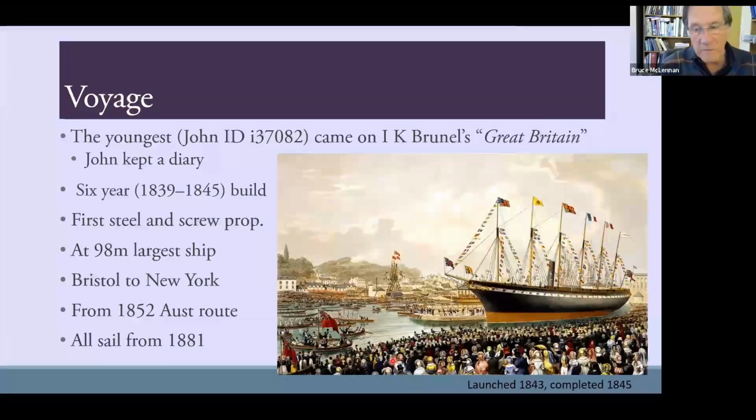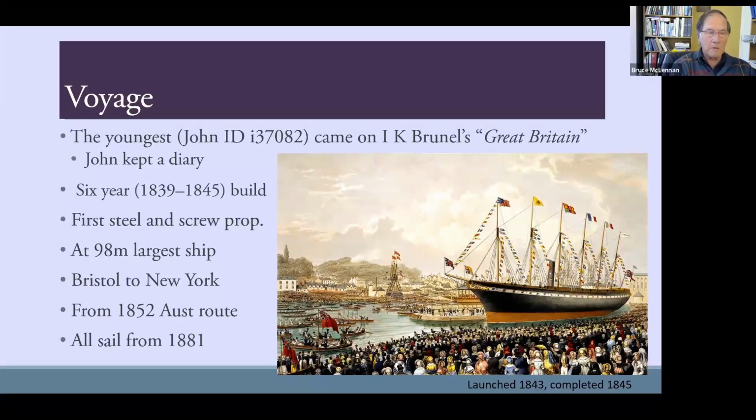Now let's just briefly think before we close about the ships that these people came on. This is a revolutionary ship designed by Isambard Kingdom Brunel. And the youngest of those brothers we just looked at came on this ship to Australia. At first it was used in the Atlantic run. It was the biggest ship ever built at the time. It was the first ship ever to be built with what we would call an ordinary screw propeller, and to be built of steel.